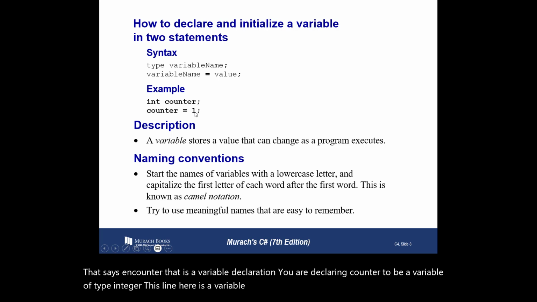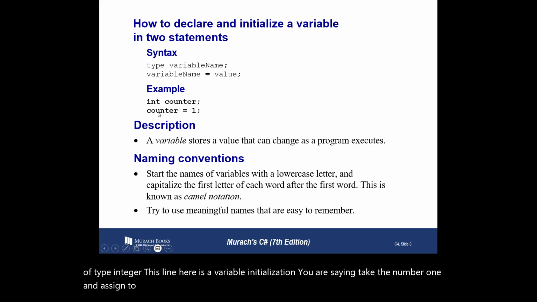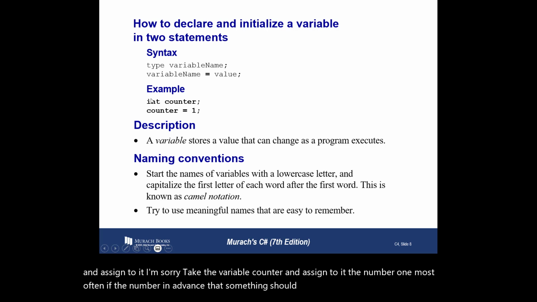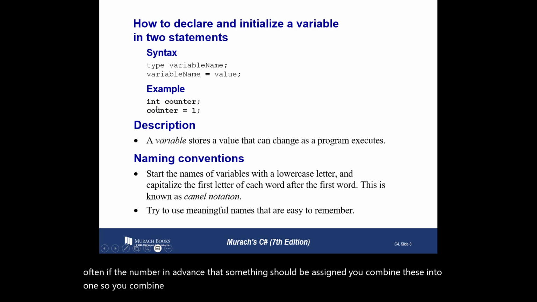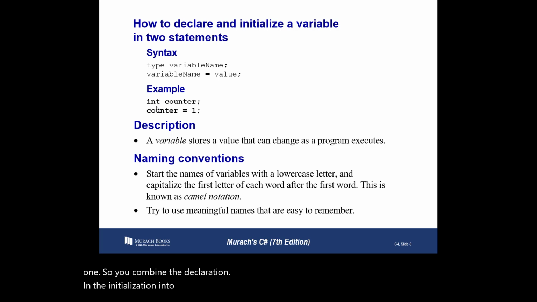You are saying take the variable counter and assign to it the number 1. Most often, if you know the number in advance that something should be assigned, you combine these into one. So you combine the declaration and the initialization into a single line of code where it would say, for example, int counter equal 1.